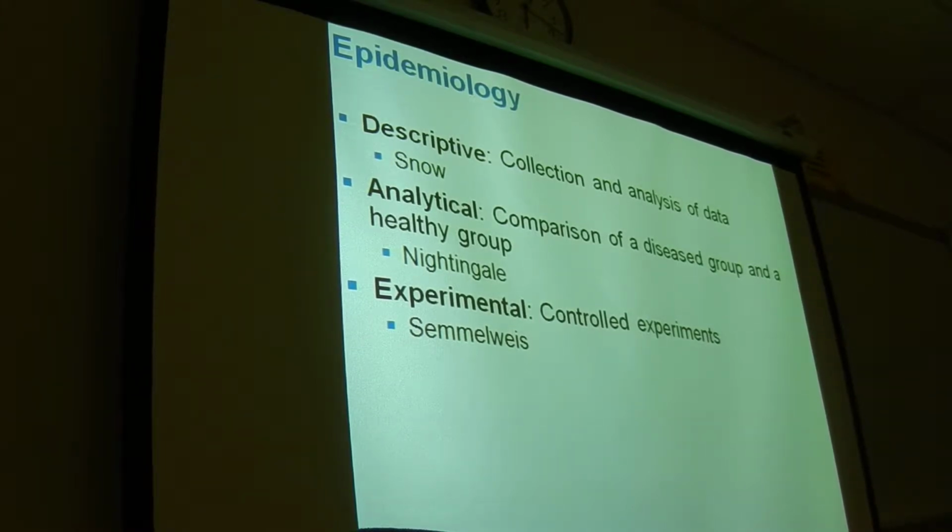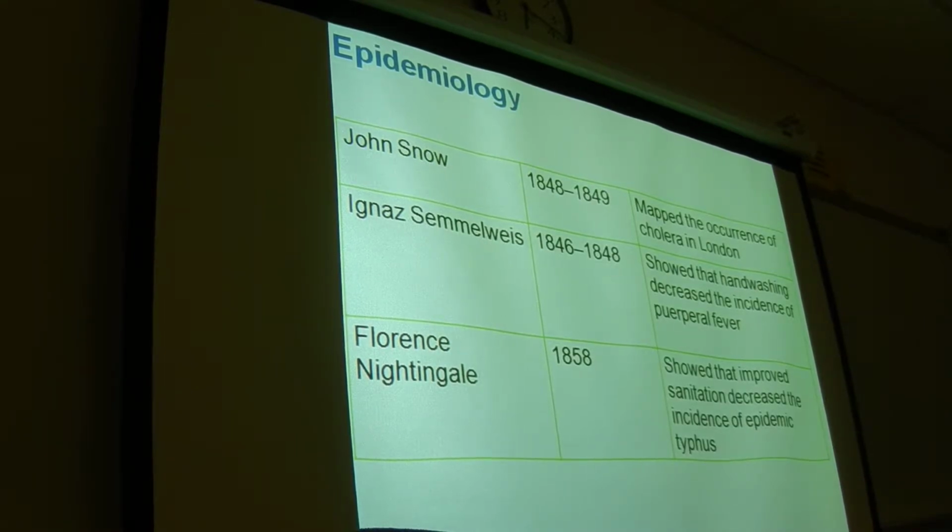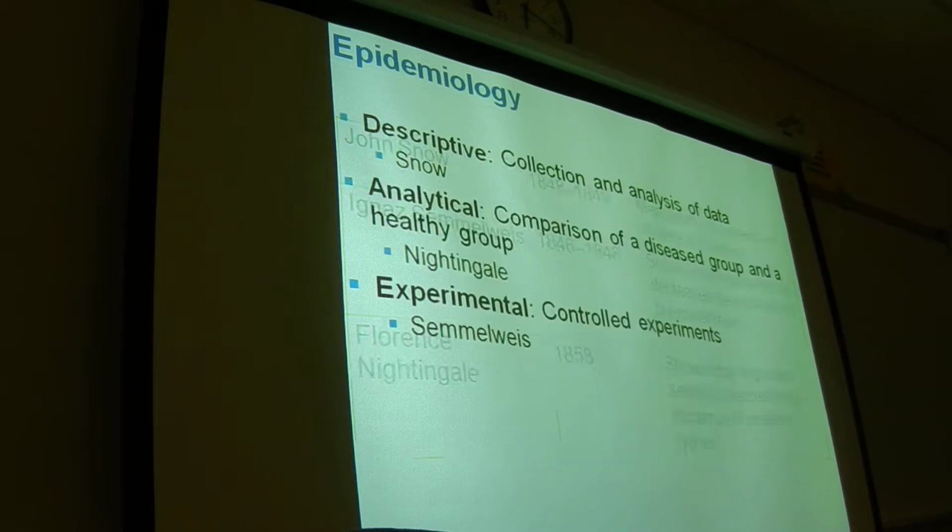There's descriptive, which is basically looking backwards in the past, looking at the pattern of an infection and trying just to collect and analyze data to determine what might have caused that infection. So it's kind of looking in the past. It's not actively doing an experiment, it's just collecting data and trying to make a pattern out of it. Again, Snow just mapped the occurrence. He wasn't setting up an experiment. He was just looking at the natural progression of the disease and collecting data on it.